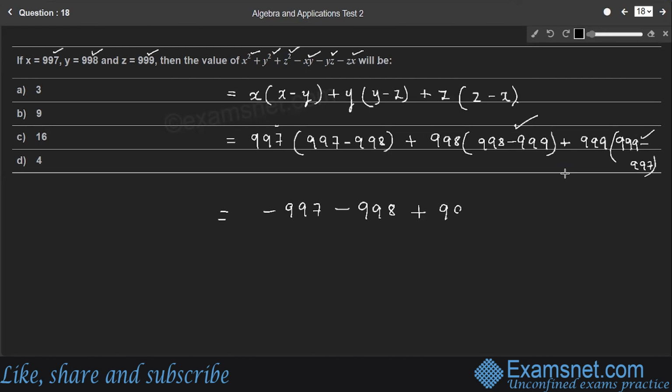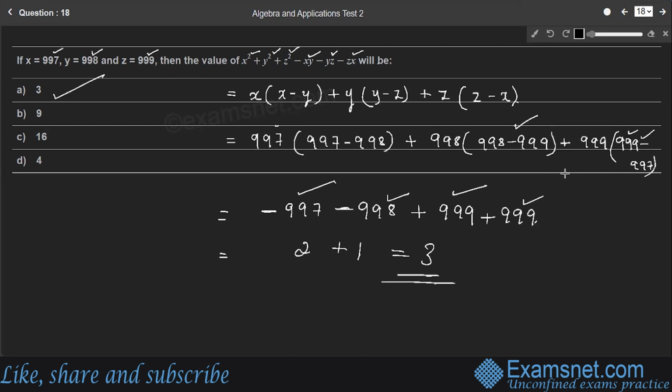Otherwise, you can write it as 999 plus one more 999. Both are same, into 2. Right, 999 into 2. Therefore, here we can easily simplify. 997 with negative sign plus 999 is plus 2. Right? So plus 1. 998 with negative sign plus 999 is plus 1. 2 plus 1 gives 3. Right? Therefore, option A is the right answer.